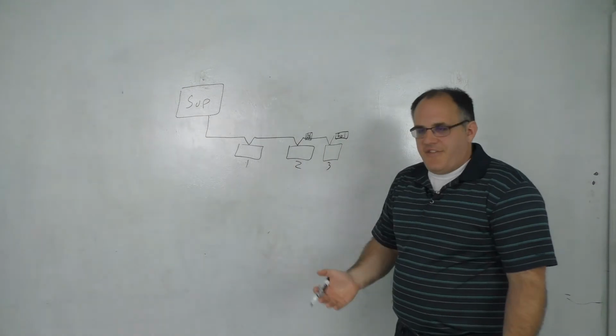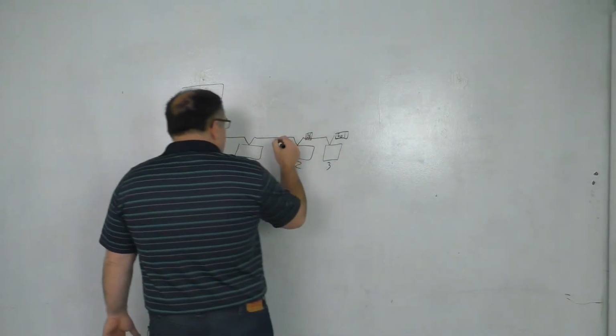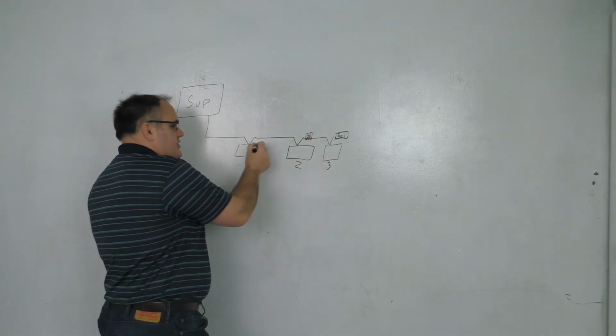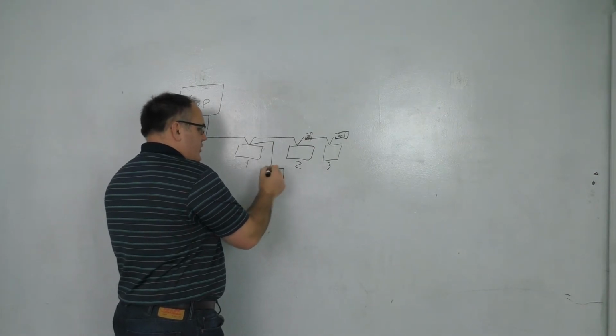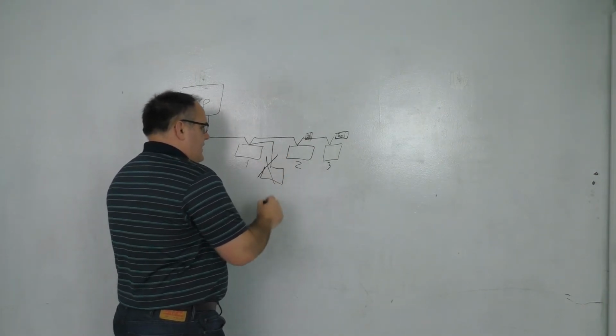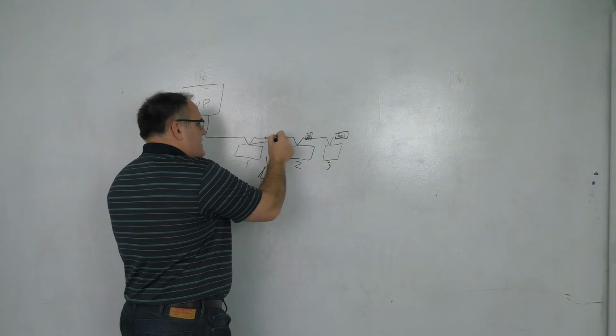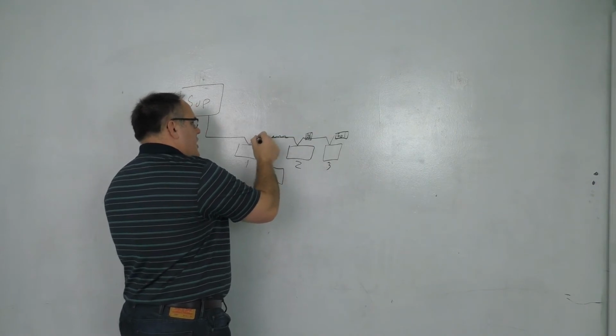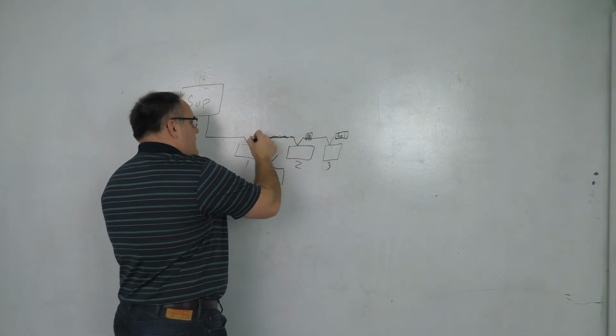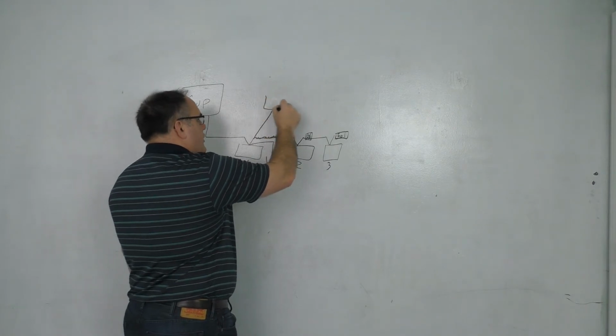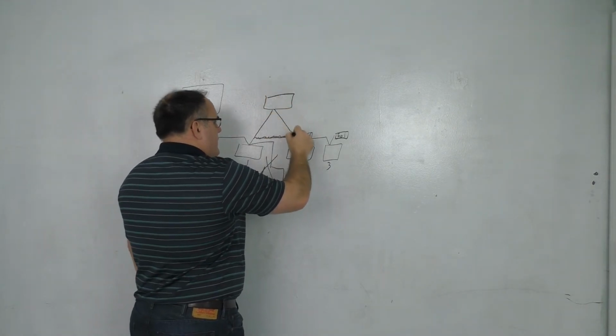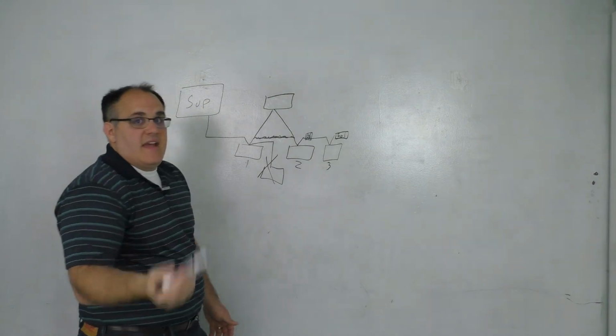Now, what if we had to add a device here? Well, what you can't do is T-tap off with a controller. That is not allowed. What you would have to do is split this trunk right here, and you would have a new controller that would continue the daisy chain.